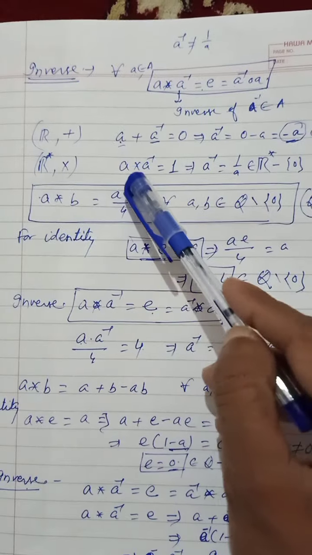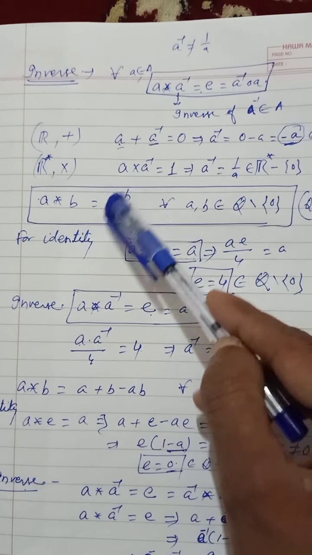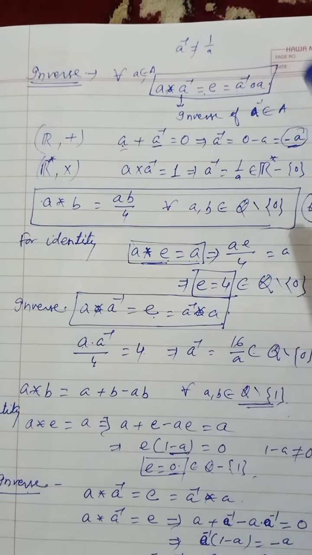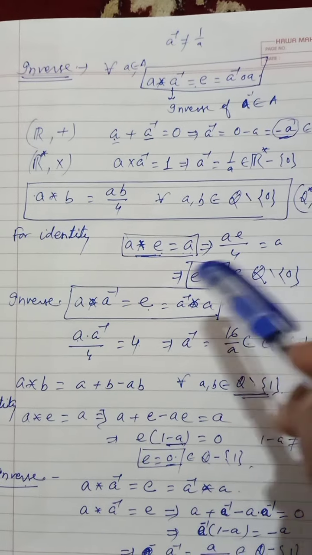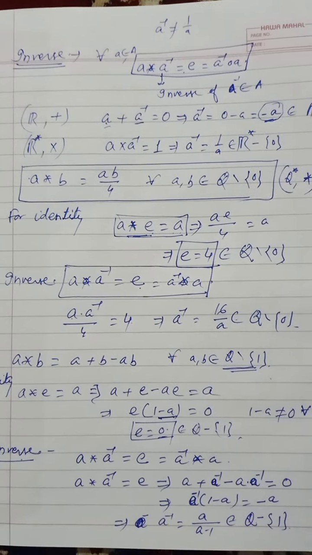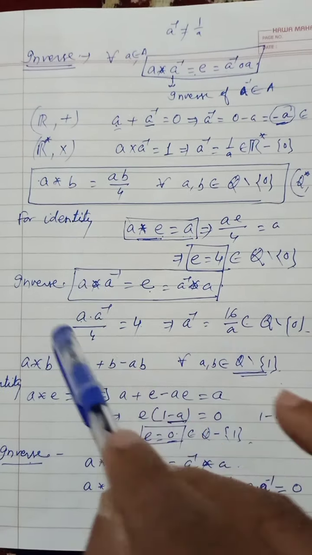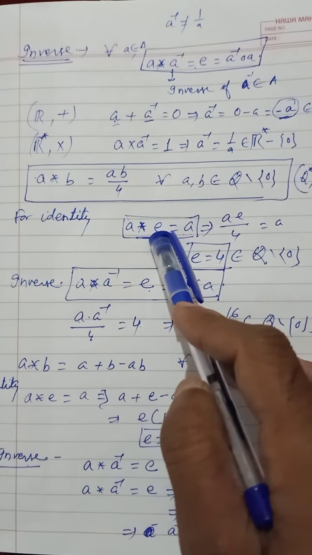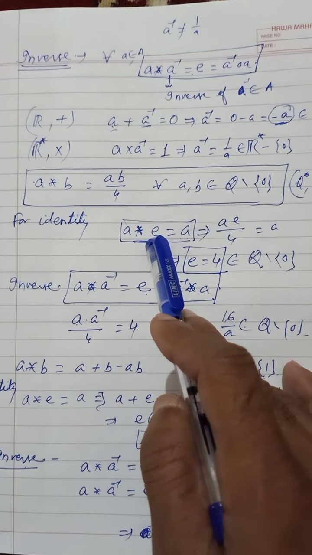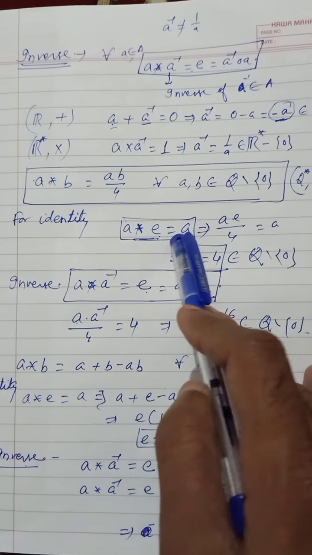Okay, it is always multiplication, that means it always satisfies the associative property and commutative property. Now we have to check the identity and inverse. So again we are checking the identity element. What is the definition of identity? A operated on E is equal to A, that is the definition.